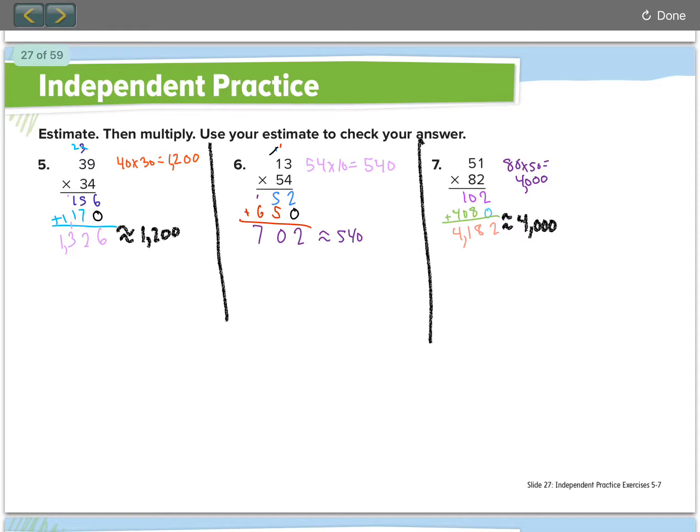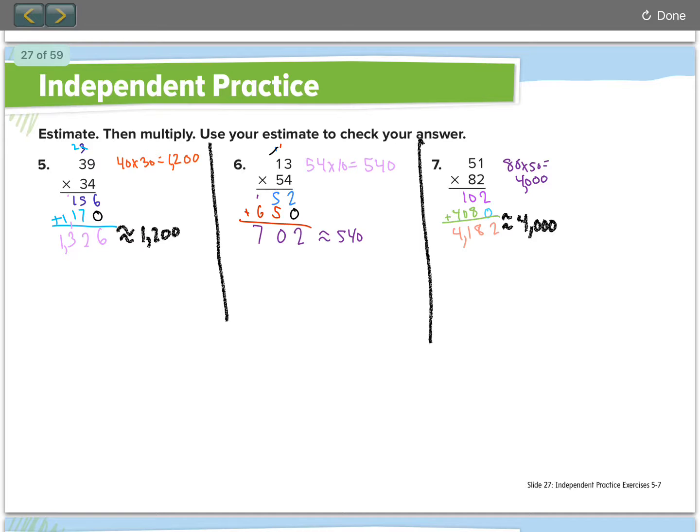Now I'm going to multiply 39 times the 3 in the tens column. Before I do that, I have to place a 0 in the ones column, because that's not 3 I'm multiplying, that's 30 I'm multiplying. So 3 times 9 is 27. I place the 7, and I carry my 2. Then 3 times 3 is 9, and 9 plus 2 is 11. I record that in the next two columns. Now my problem is 156 plus 1,170. I add that up, and I get 1,326, which is close to 1,200.